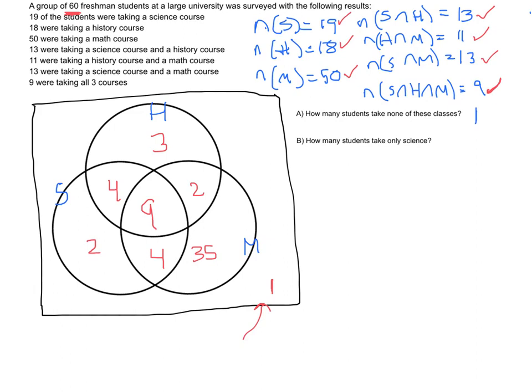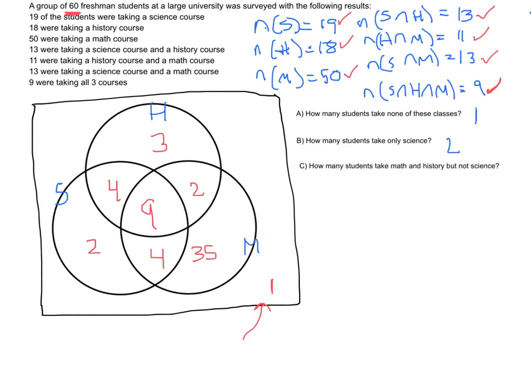The next question reads, how many students take only science? Well, we need to understand what only science means. While this whole circle here is science, these regions here mean they take science and something else, right? Here it's science and history. Here it's all 3 of them. Here it's science and math. So if we're asking about only science, that would be this region here. It's the students who are in S but aren't in any of the other circles. And so the answer to this question happens to be 2.